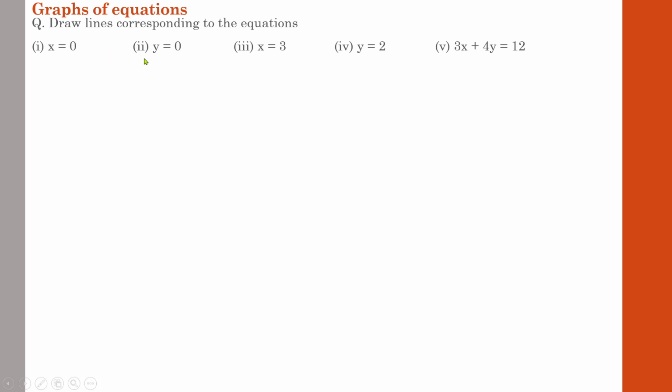x equal to 0 will be given, y equal to 0 will be given, x equal to 3, y equal to 3, 3x plus 4y equal to 12. These are some of the examples you might come across while dealing with the graphical method of solving LPP. So what is the meaning of each of these? Let us deal with that.